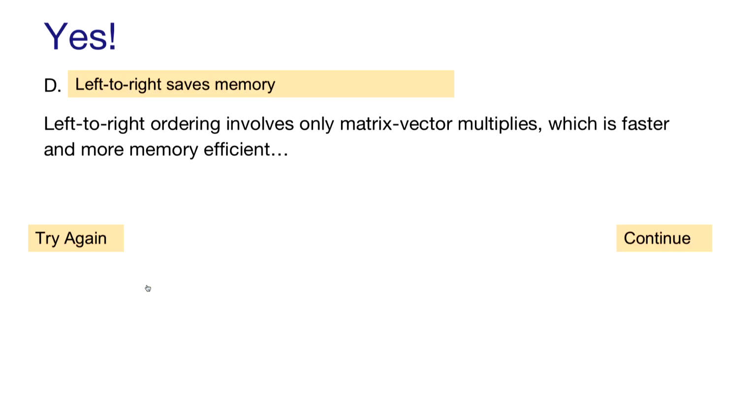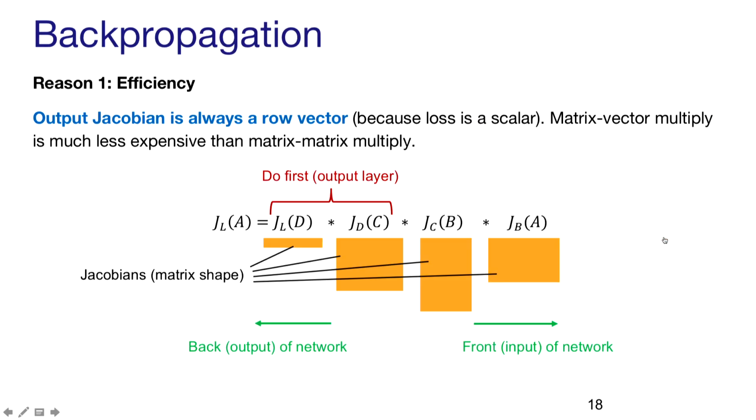Left to right does also save memory, because the more efficient operations that you do when you go from back to front also save memory. So of the last three, only one of those was actually not correct. So the picture, by the way, should look like this. The shape of those rectangles encodes the dimensions of the matrix, okay?